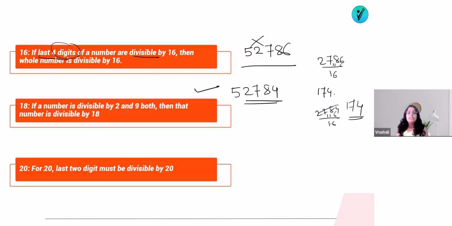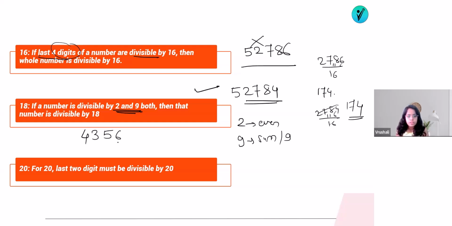Then for 18, the number should be divisible by 2 and 9. For 2, the number should be even, and for 9, the sum should be divisible by 9. So what number can I take? Suppose I took a number 4356, for example.